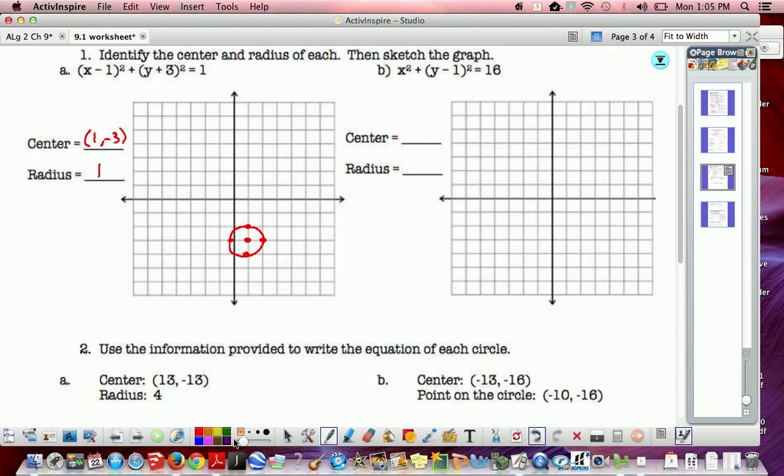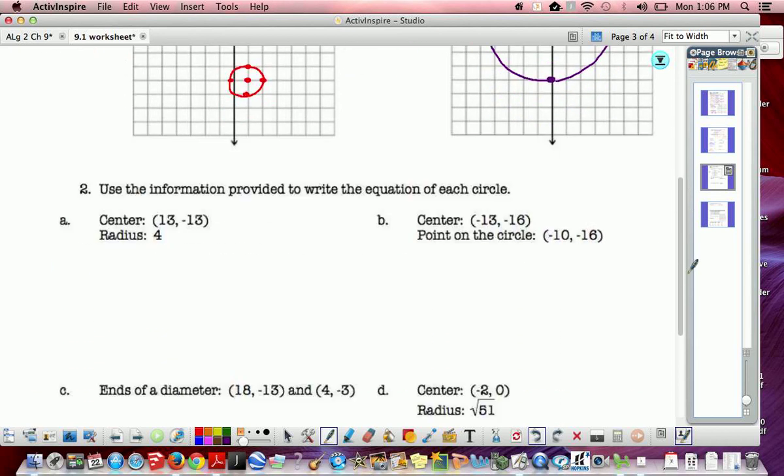Do the same thing on number 2. My center on this one is (0, 1), and my radius is 4. So I start at (0, 1), radius is 4. So up 1, 2, 3, 4 from the center, down 4, right 4, left 4. Then I can draw my circle. And I'm good to go for number 1.